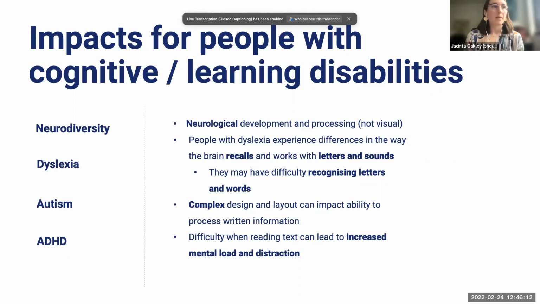So people who are neurodiverse generally will experience differences in neurological development and processing. And based on usability testing conducted at Digital Access, common issues we see coming up around typography are for people with dyslexia, experiencing differences in the way brain recalls and works with letters and sounds might mean there's some difficulty recognizing letters and words. We see complex design and layout can impact people's ability to process written information. And I think we can all relate to sometimes being overwhelmed or bombarded with a whole heap of content, and particularly text content when landing on a website. And difficulty reading text can also lead to increased mental load and distraction.